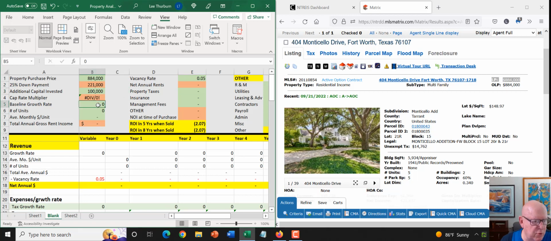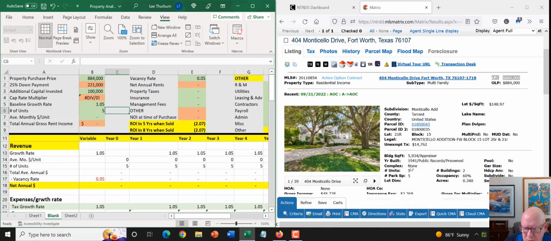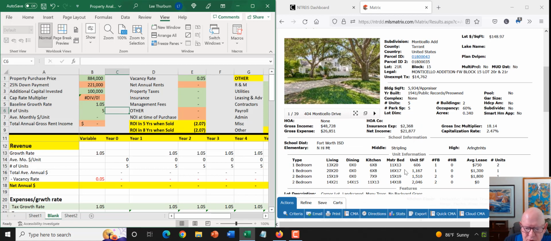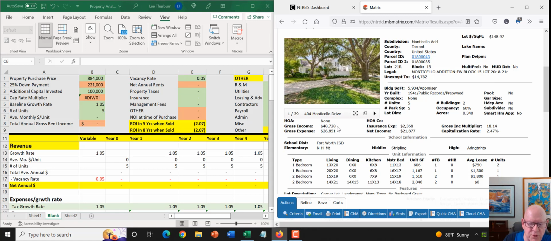Our baseline growth rate that we're going to presume is 1.05. So we're going to presume that all expenses and revenues go up by 5% per year. The property has 5 units, so we'll put in 5. And we're going to have to look and see what the average revenue per unit is. Currently, the property has a gross income of $48,728. So I'm looking at this right here, but I'm looking now in greater detail at where that number comes from.